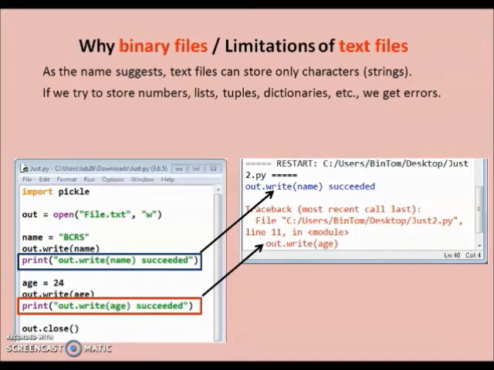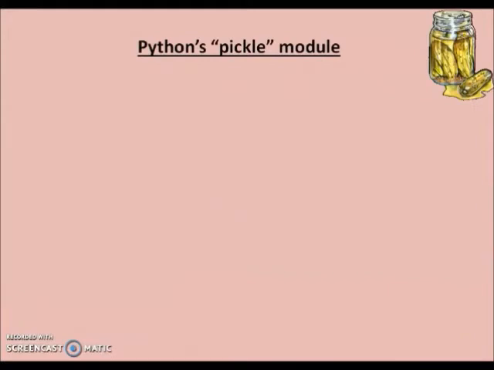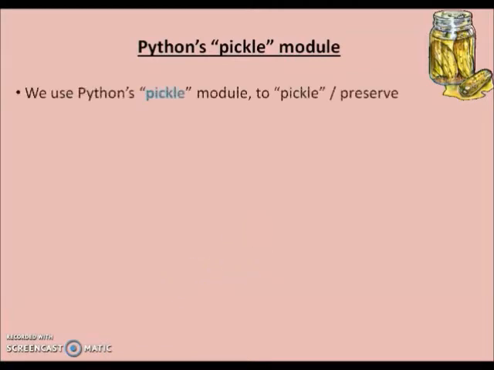Now, how is the binary file writing done in Python? We use a special module called the pickle module, and this module has to be imported. When we import the pickle module, we are going to preserve, or we're going to pickle, our data in its pristine form for future use.